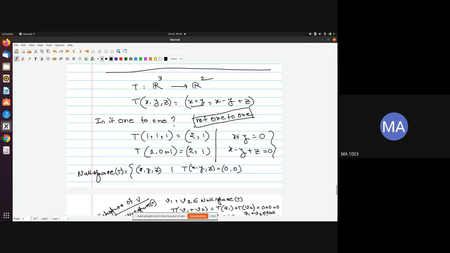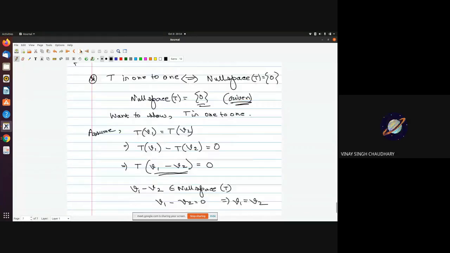Now what is T of x, y, z? That is x plus y is 0 and x minus y plus z is 0. So all those x, y, z which satisfy these two equations are inside my null space, correct? So basically it boils down to the set of solutions of this system of linear equations, right? So let's try to find the null space.